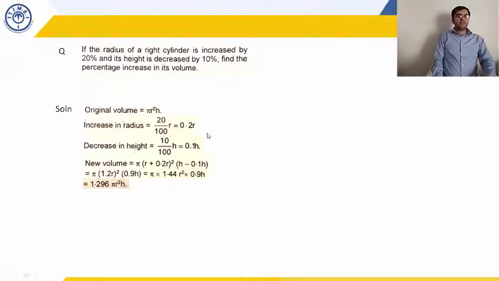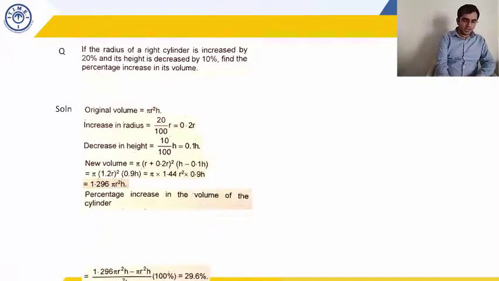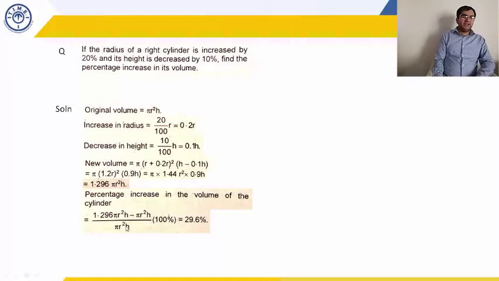And we need to find out the percentage increase in its volume. Now in percentages you would have learned how to find the change. It is new volume minus old volume divided by old volume into 100. So pi r square h will get cancelled out. You will get 1.296 minus 1 into 100. That's 0.296 into 100. That is 29.6%.